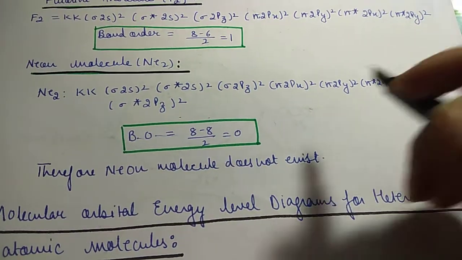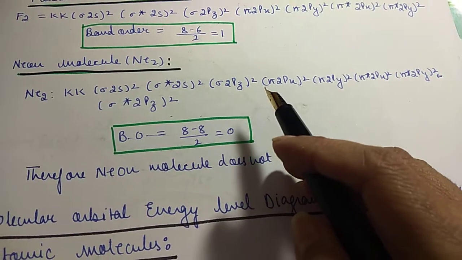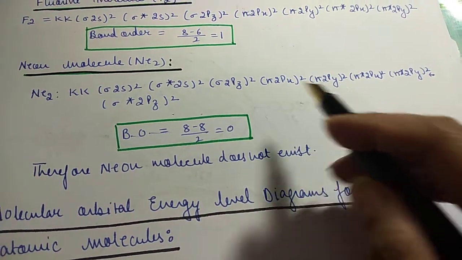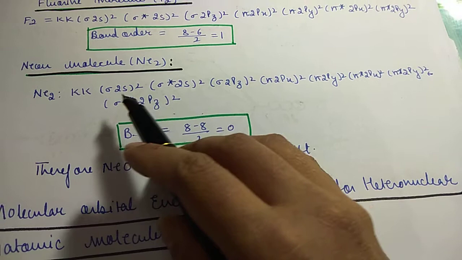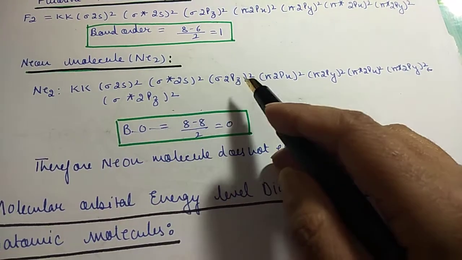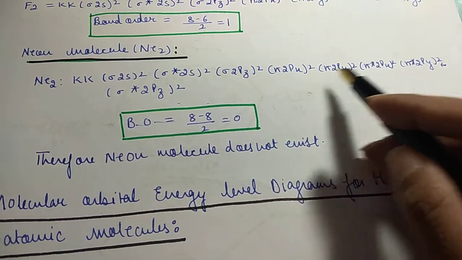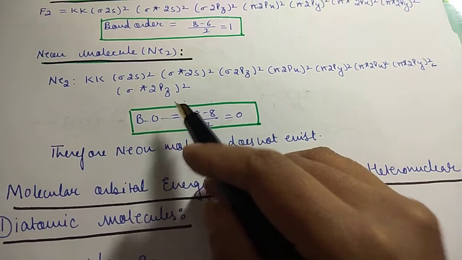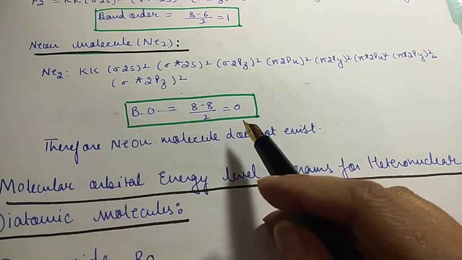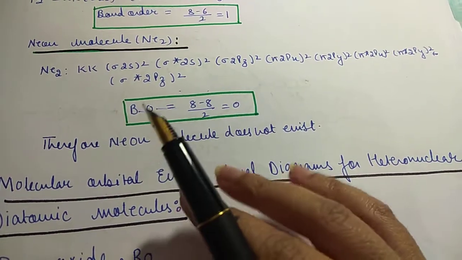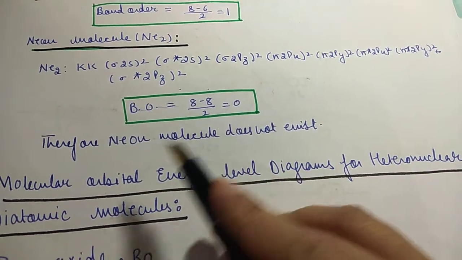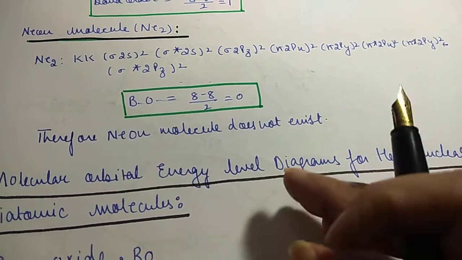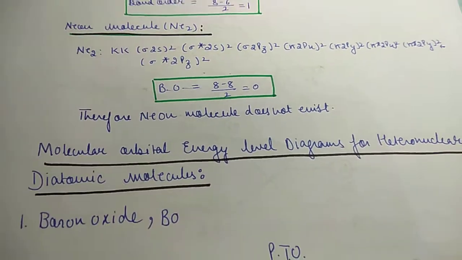So you can see the molecular orbital electronic configuration. It will have KK, sigma 2s2, sigma star 2s2, sigma 2pz2, pi 2px2, pi 2py2, pi star 2px2, pi star 2py2 and sigma star 2pz2. So bond order is 0. Bonding and anti-bonding electrons are equal, so bond order is 0. Therefore neon molecule does not exist. Like helium molecule, neon molecule also does not exist.